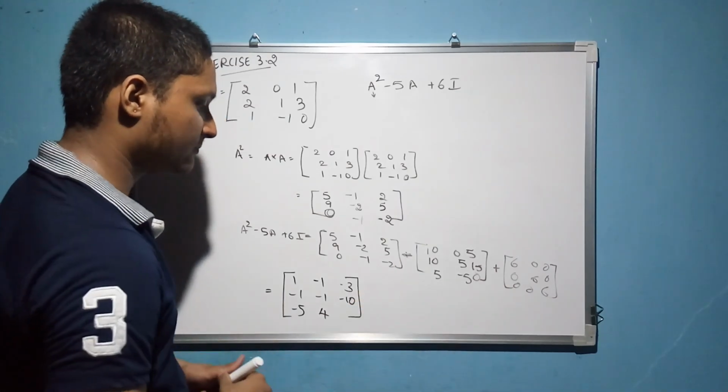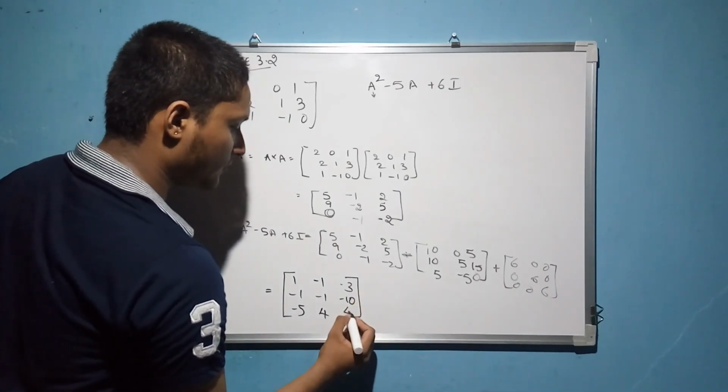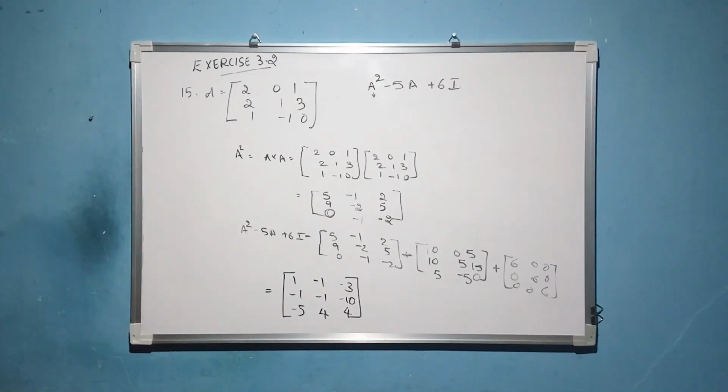Minus 2 plus 6. That is going to be 4 again. Okay, this is what we are going to get as the answer for the given expression, that is a square minus 5a plus 6i. Okay, next we'll move on to the next question.